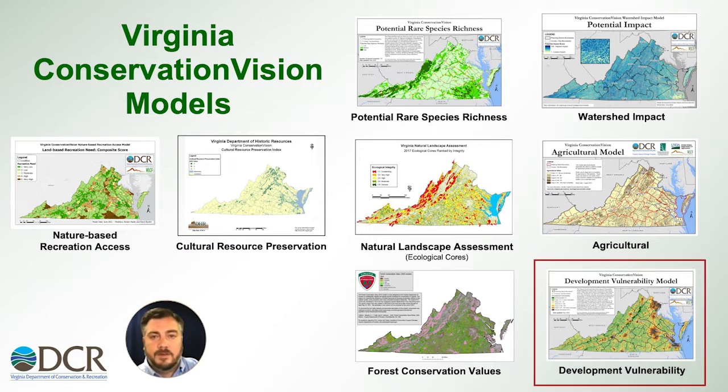The Virginia Development Vulnerability Model quantifies the predicted relative risk of conversion from natural, rural, or other open space lands to urbanized or other built-up land uses. It is a raster data set in which the relative vulnerability to development is assessed primarily based on travel time to 3 key development attractors: urban areas, metropolitan areas, and hotspots of impervious growth.